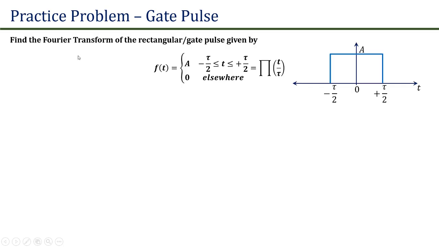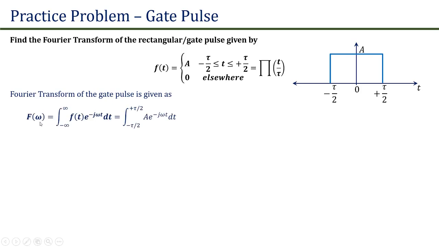Now let us take up some numerical problems from the previous examination, where we are required to determine the Fourier transform of a gate pulse given by f(t) equal to A within the time period from minus τ/2 to plus τ/2, otherwise it is 0. The Fourier transform is given by the relation F(ω) = integral from minus infinity to plus infinity f(t) e^(-jωt) dt.